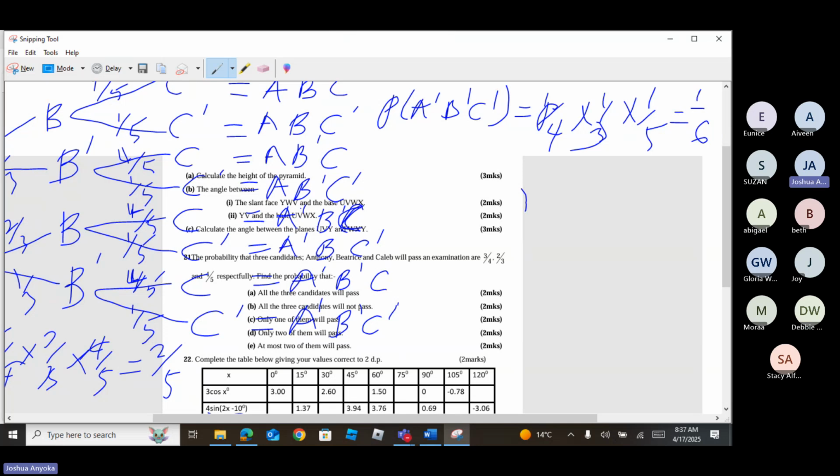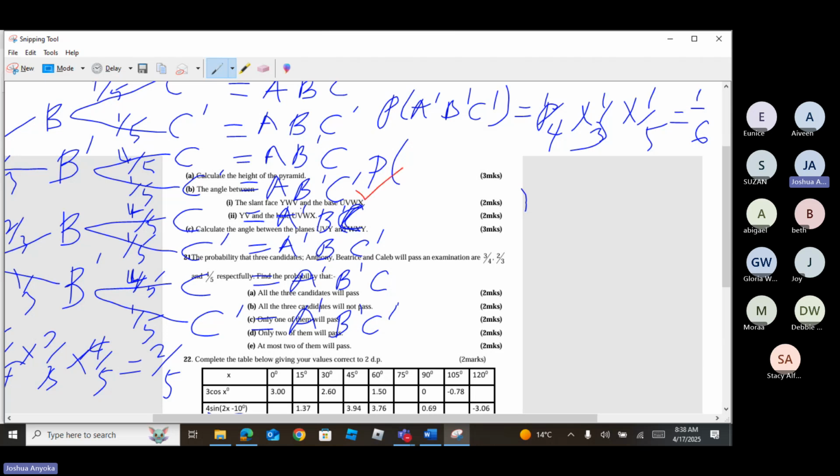And then next Roman, only one of them will pass. So this one is the probability that only one of them will pass. We take the probability of this one. Let us highlight where they are. Probability of this, Anthony passing, Beatrice passing, Caleb failing. Only one of them will pass. No, this one is not qualifying. Only one of them will pass. It means two will fail.